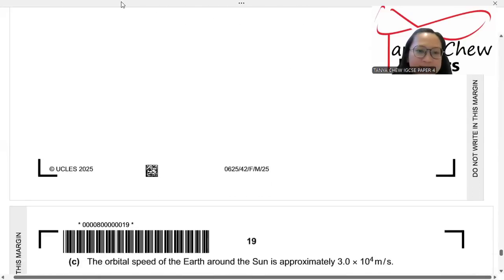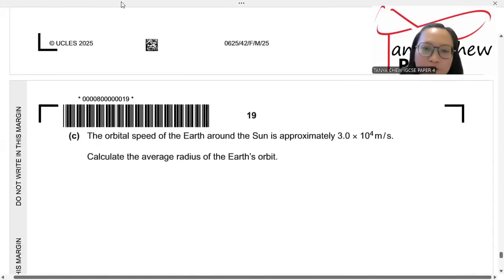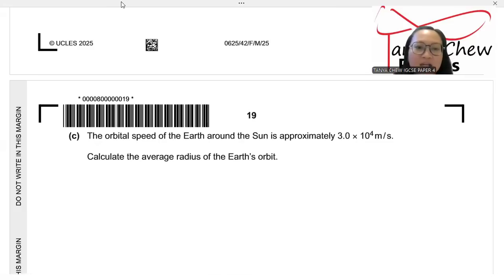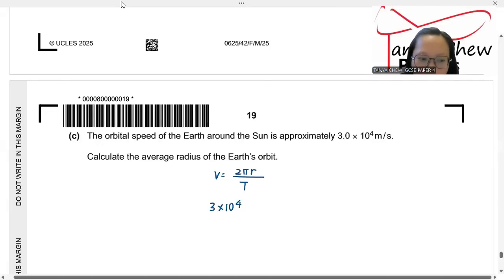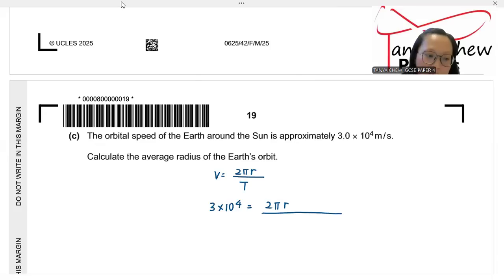Okay, now the orbital speed of the Earth around the Sun is approximately 3 times 10 to the power of 4 meters per second. Calculate the average radius of the Earth's orbit. Do you still remember the orbital speed is equal to 2 pi r over t? The speed is 3 times 10 to the power of 4. This is 2 pi r. R represents the radius of the Earth's orbit. And the time taken for the Earth around the Sun is 365 days. One day, you have 24 hours, 1 hour, 60 minutes, 1 minute, 60 seconds.